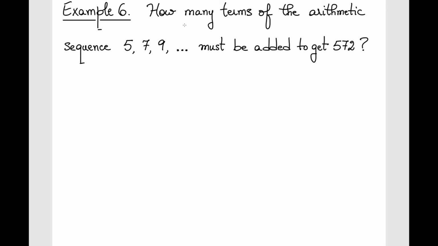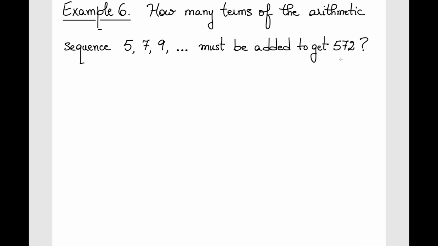Example 6. The question here is, how many terms of the arithmetic sequence 5, 7, 9, and so on, should we add to get 572? So this is like a subsequence of the sequence we just talked about, the sequence of odd numbers. The assumption is you're going to add starting from the first term. So how many terms should we add to get to that number, 572?